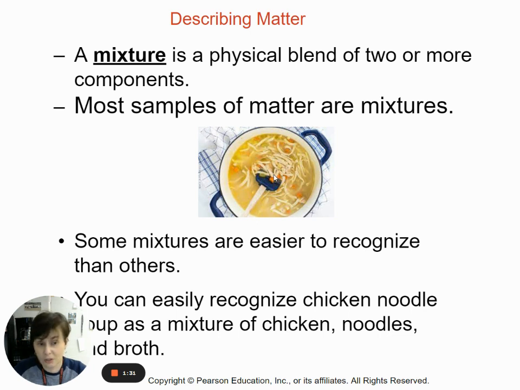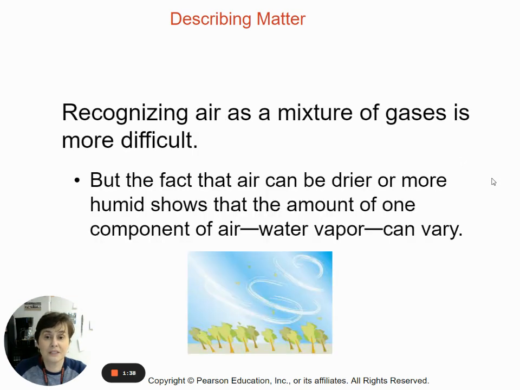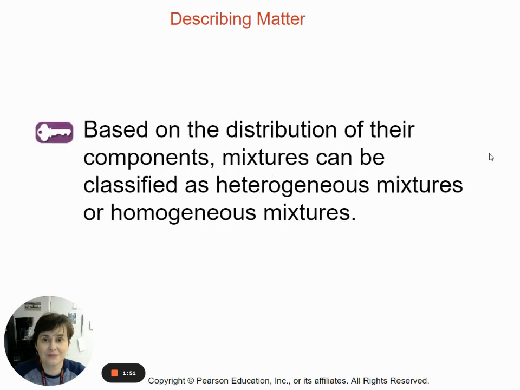Some mixtures look completely the same through and through, and it's hard to tell that it is a mixture. Air, you can't see it, and recognizing it as a mixture of gases is tricky. The fact that air can be drier or more humid shows that the amount of water vapor can vary, can change. Based on distribution of their components, mixtures can be classified two ways: heterogeneous or homogeneous. Hetero prefix meaning different, homo prefix meaning same.